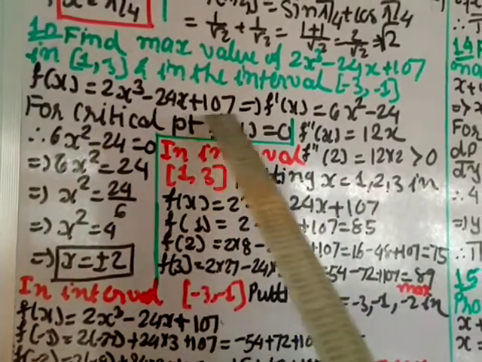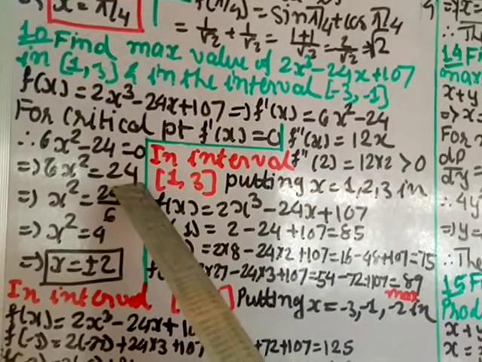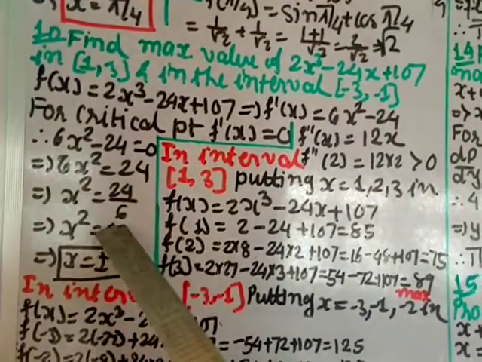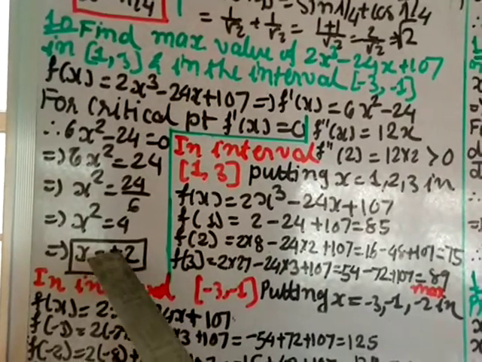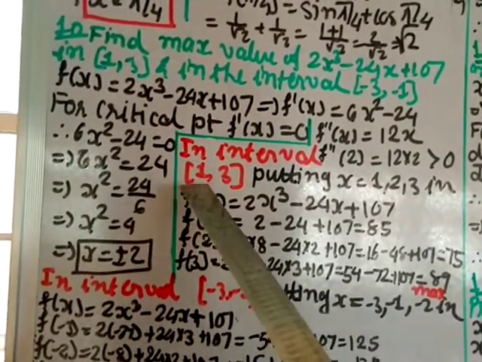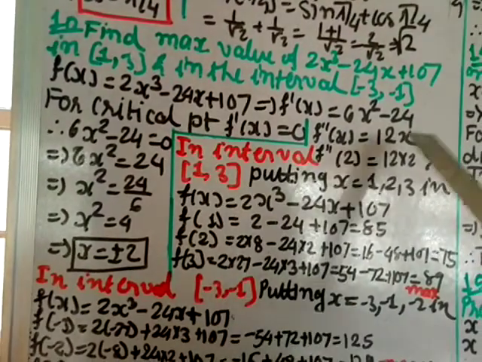Now I know for critical point, that means maximum or minimum value, I will equate this f dash equal to 0. So equate 6x square minus 24 equal to 0. Minus 24 you transfer here, plus, divide by 6. So you get x square is equal to 4. Take square root, so plus or minus 2. Now plus or minus 2, so I will take plus 2 for interval 1 to 3 and minus 2 for interval minus 3 to minus 1. Okay, so that will be the difference.